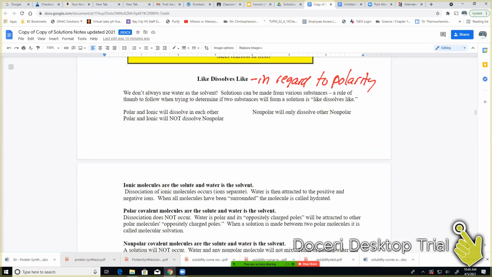If we think about it, polar is charged because it has a slightly positive side and a slightly negative side. Ionic is also charged because it dissociates and forms positive and negative ions. So as far as looking at charge, those are considered alike. So polar and ionic will dissolve. An example of that is salt and water. Salt is ionic, water is polar.